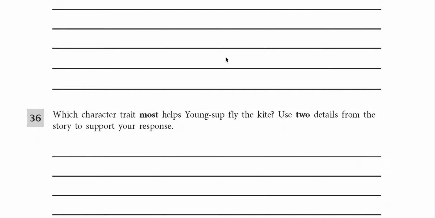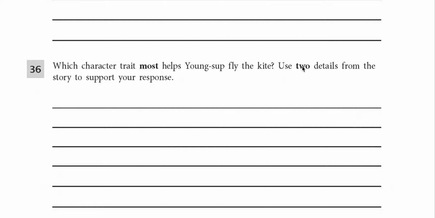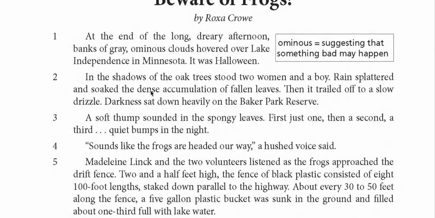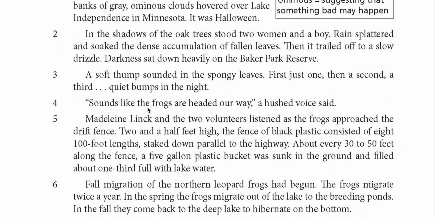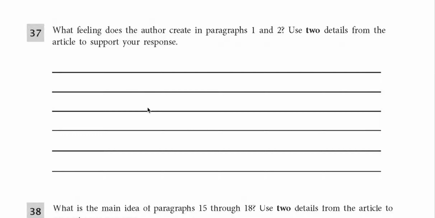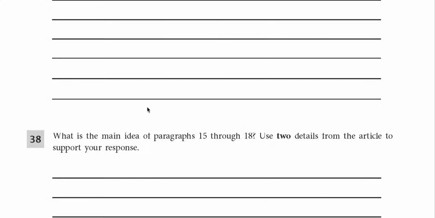All right. So now, which character trait helps young Sup fly the kite? Again, use two details from the story to support your response. So you see, there's a constant saying support your response. Here's another tale, beware of frogs. And now in Book 3, again, what feeling is created? Let's write about this. Use two details to support your response. They're asking the students to write in response to the passage and to be specific, using evidence to support those answers.